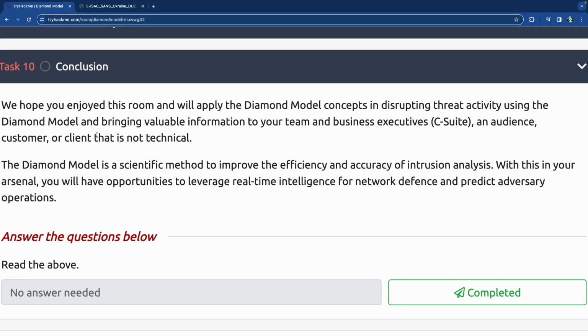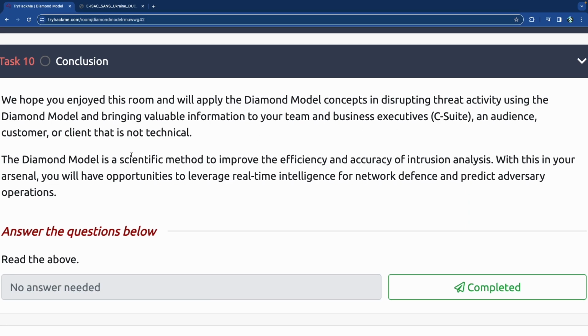So let's see. We hope you enjoyed this room and you will apply the diamond model, bringing valuable information to your team and business, C-suite, people, and audience, yada, yada, yada.